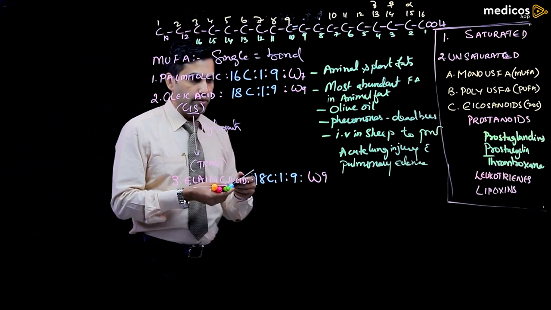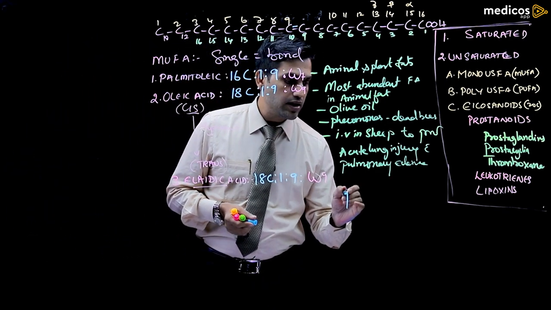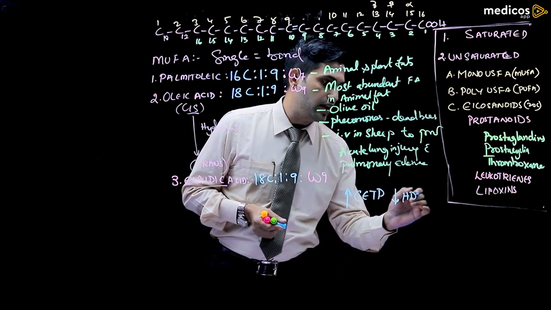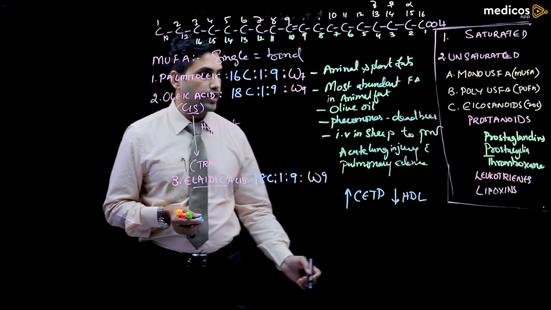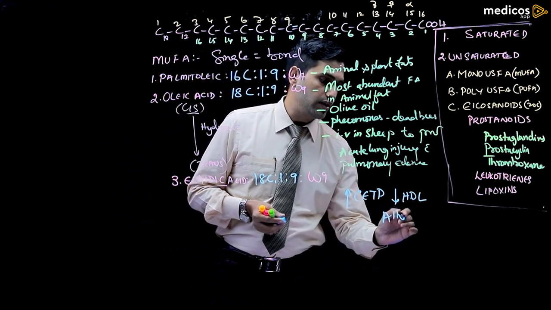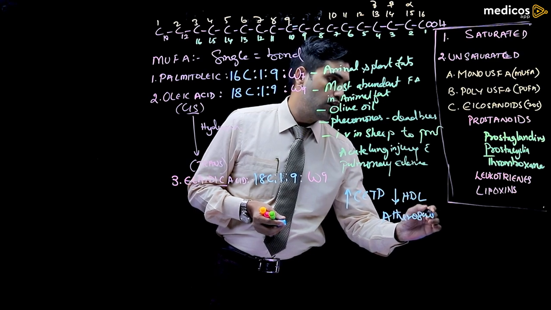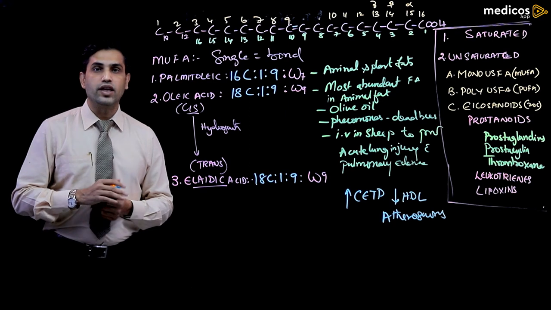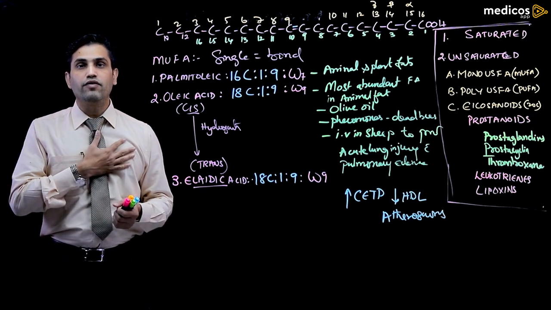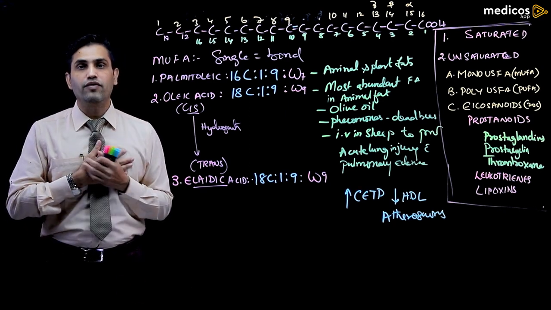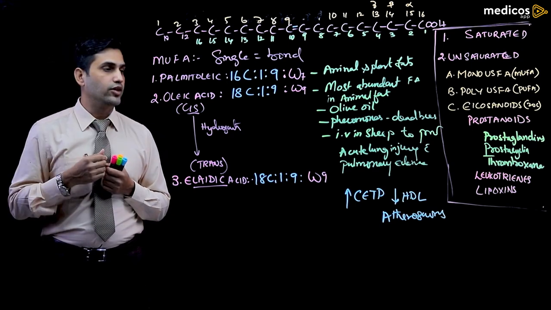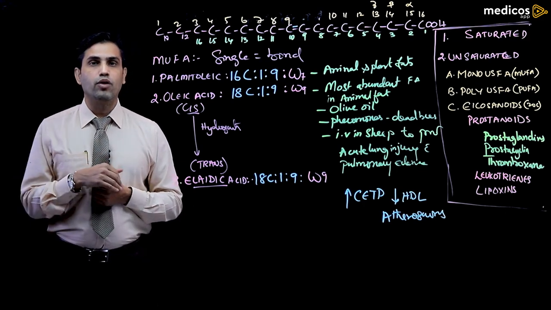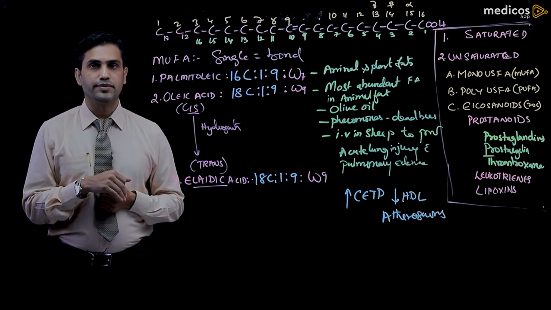Why? Because they increase cholesterol ester transport proteins, which decrease the HDL levels and indirectly cause atherogenesis, or plaque formation. If there is a plaque, there is a thrombus. If there is a thrombus, there is a block. If there is a block, the heart dies. If the heart dies, you are dead. Okay, so that is about monounsaturated fatty acids.